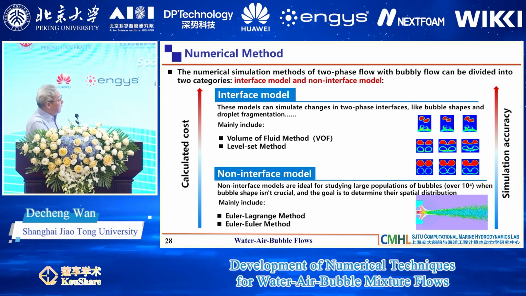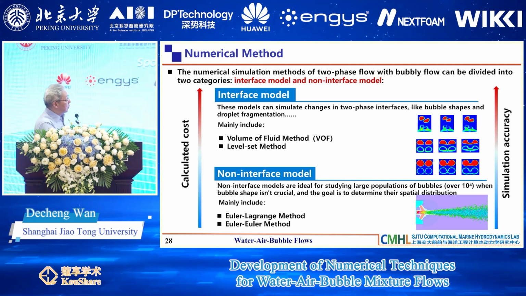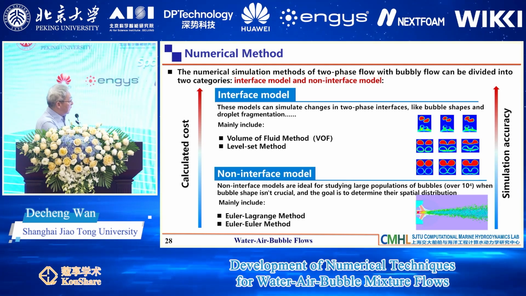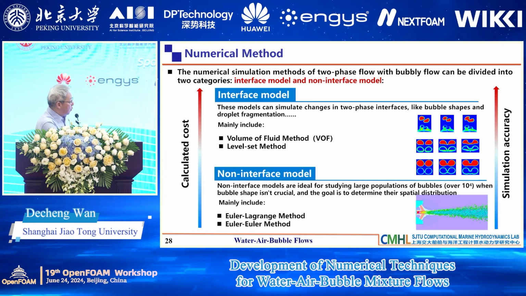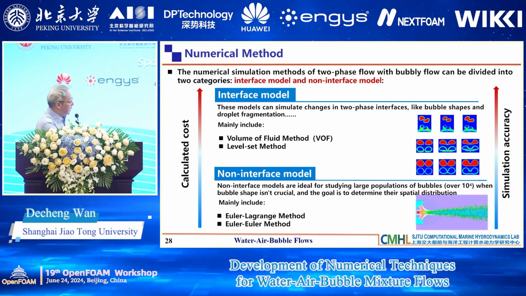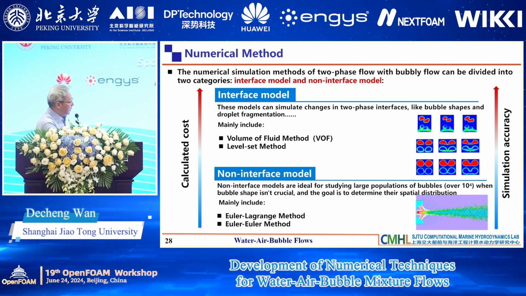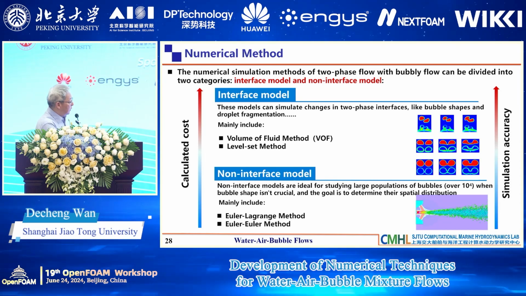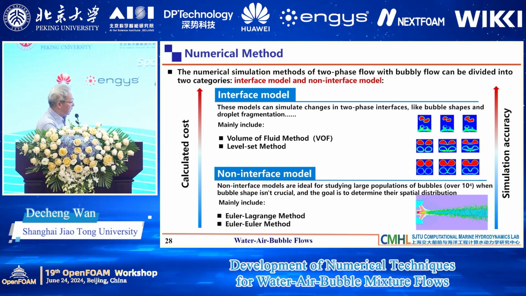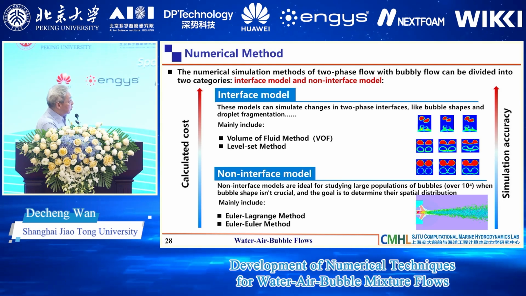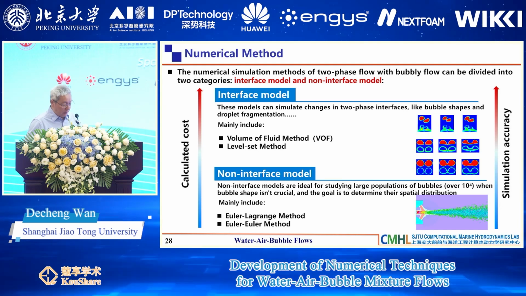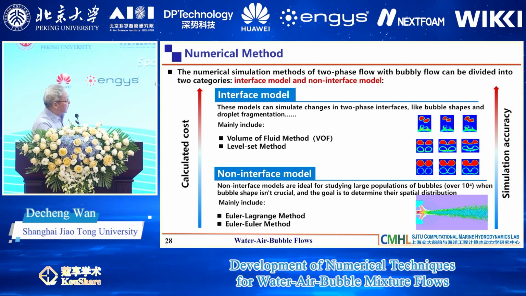In the interface model, it can always be specified in two ways. One is the VOF, another one is the level set method. If we use the non-interface model, we have the Euler-Lagrange method and the Euler method. So at the moment we have this kind of numerical method to solve this.